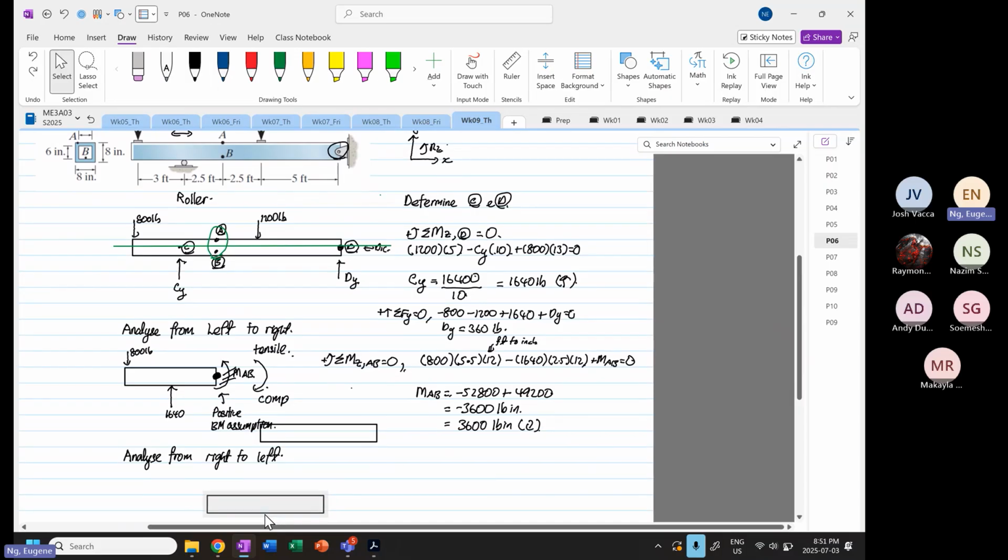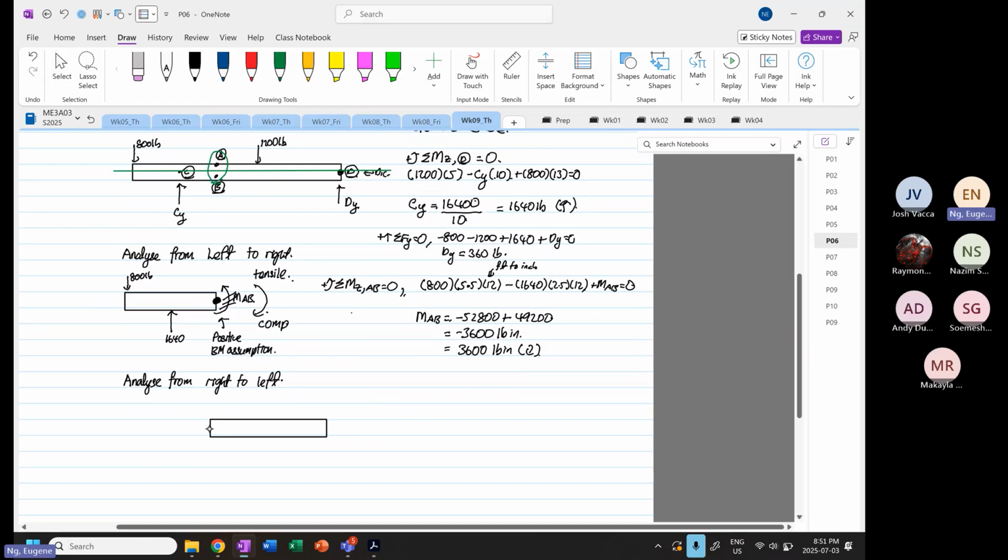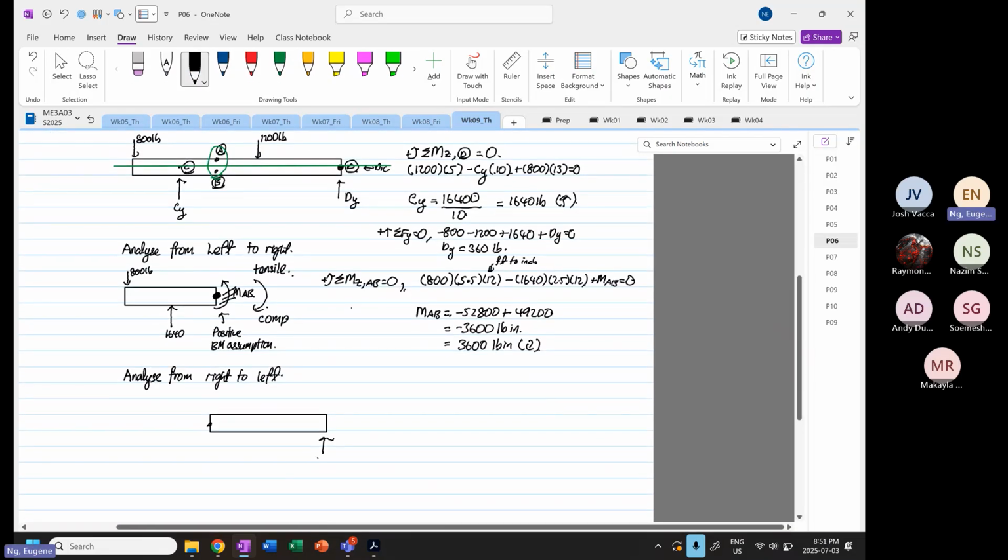Okay, we're going to analyze from right to left. Okay, so now what we have is a load over here, dy is equal to 360, and then we have a load coming down here at 1200. Okay, and then we are going to assume MAB, and this is due to the positive bending moment assumption.